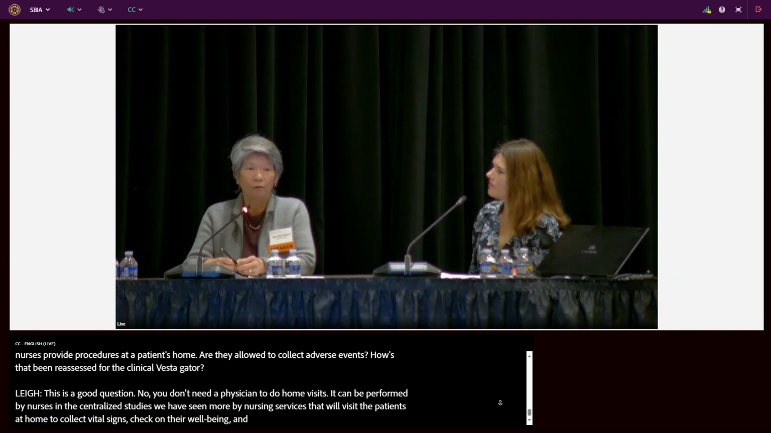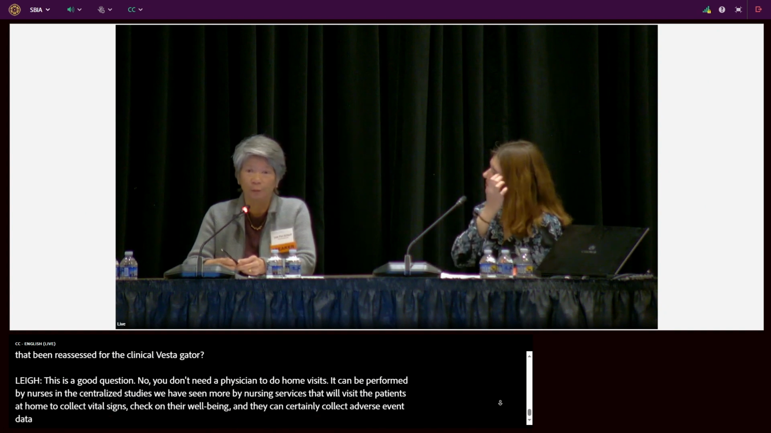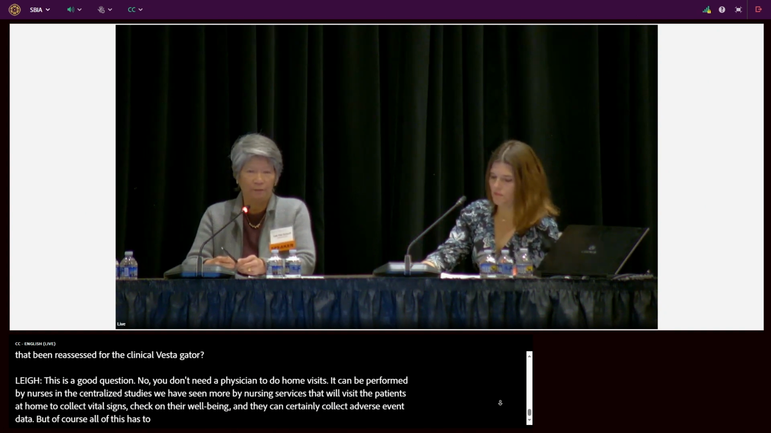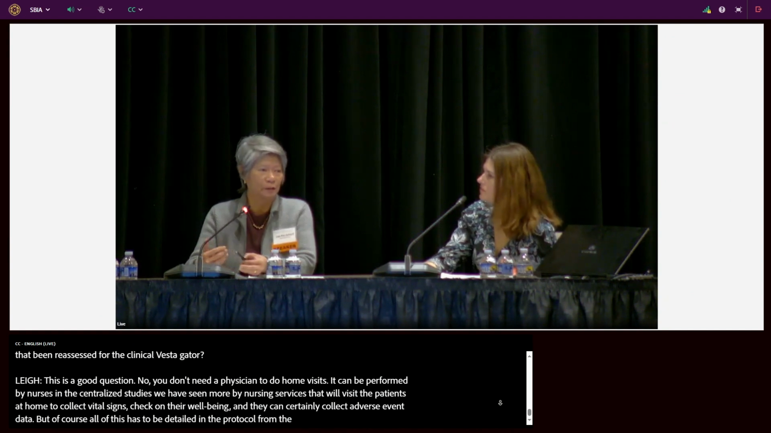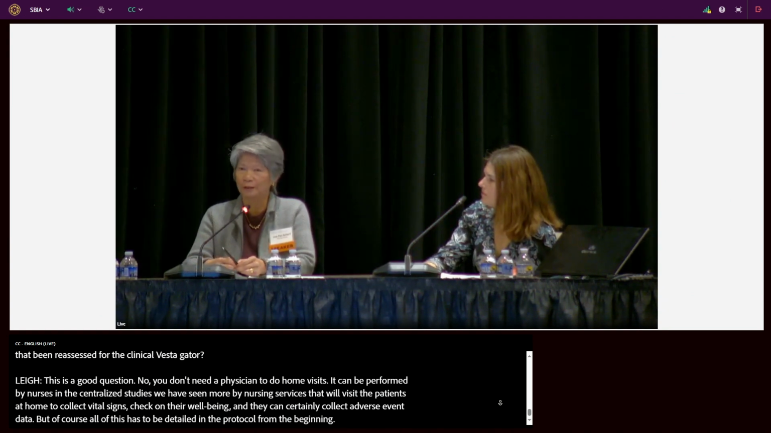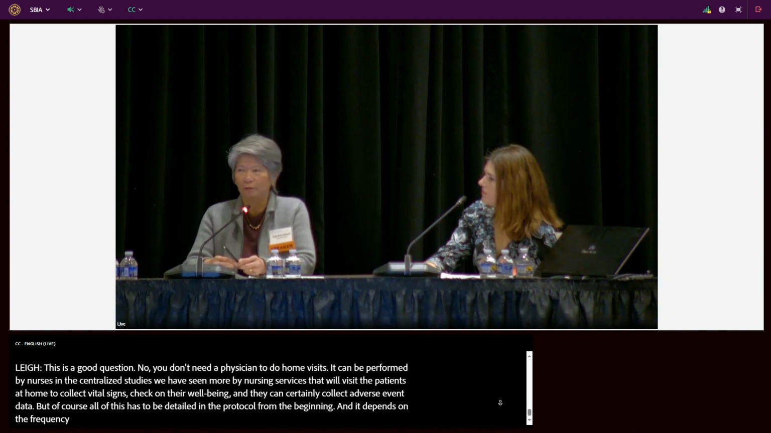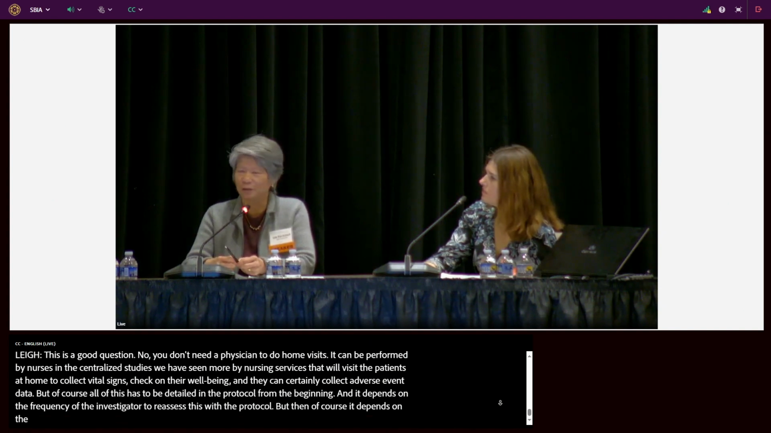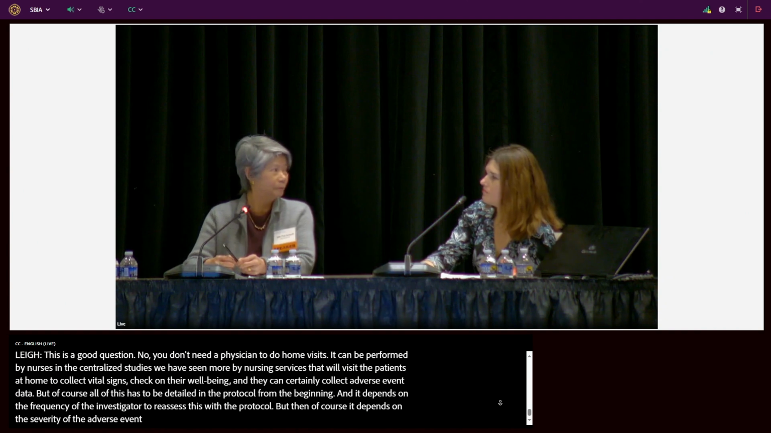But of course, all this has to be detailed in the protocol from the beginning. And it depends on the frequency with which the investigator reassesses this. It will depend on the protocol, but then of course, it depends on the severity of the adverse event. The physician might assess more frequently if needed.